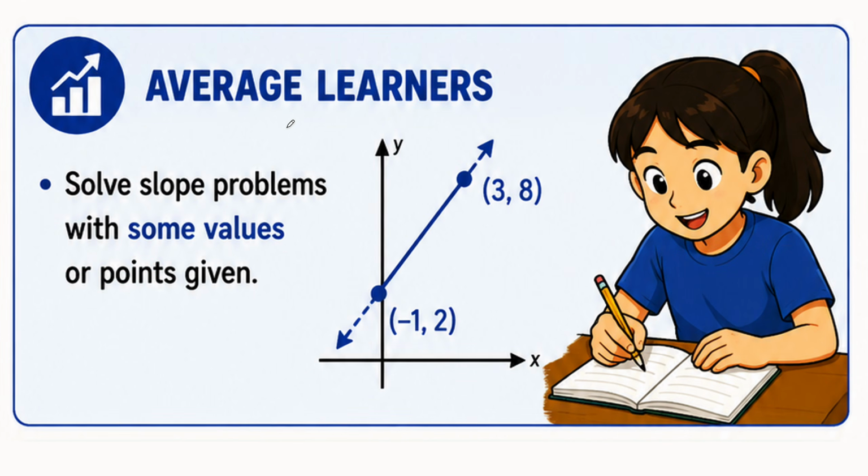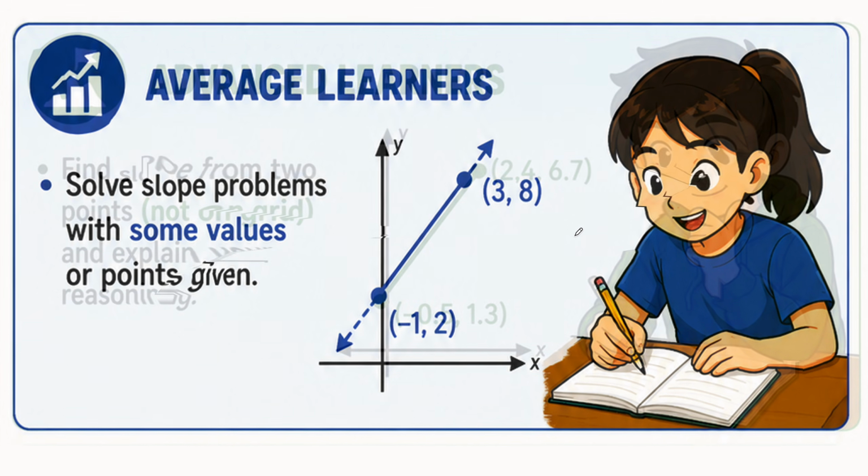Next, for the average learner, here's your problem. Solve slope problems with some values or points given. Negative 1, 2, 3, 8. So this time there is a given point. Actually, itong negative 1 dapat dito siya. Negative 1 and then 2. Siguro ayusin na lang yung graph. Basta, there is a point of coordinates here. So you can find the slope with the given points.